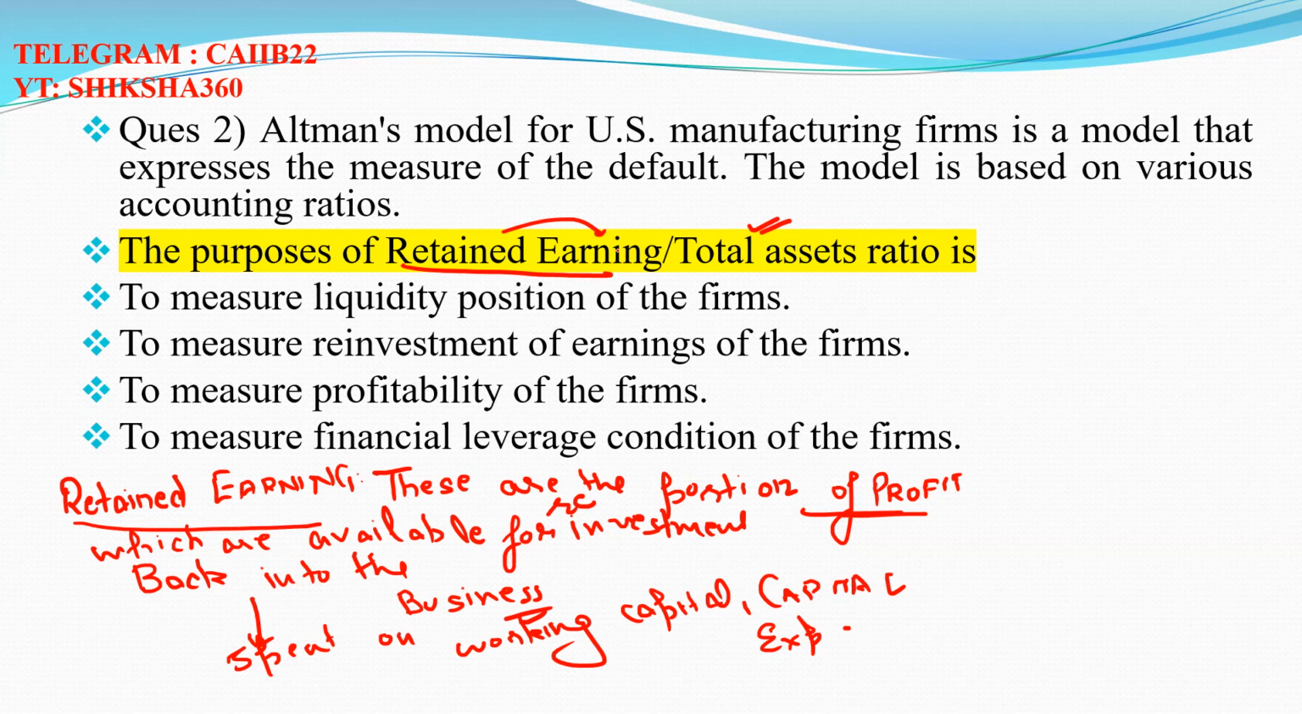So what is the correct answer now? The purpose of the retained earning upon total asset ratio is to measure the liquidity position of the firm? No. To measure the reinvestment of earning of the firm. So this one is the correct answer.